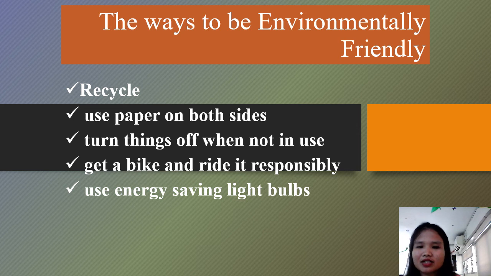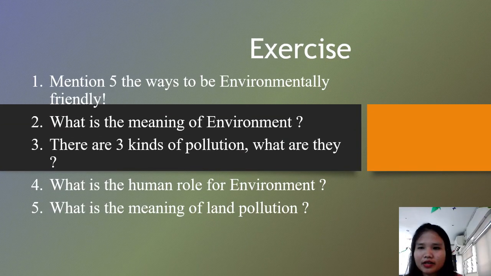And then use energy saving bulbs. This is for electricity. After you finish using electricity like a lamp, please switch off the lamp before you go outside. And then you have exercises. There are 5 exercises about the ways to be environmentally friendly.